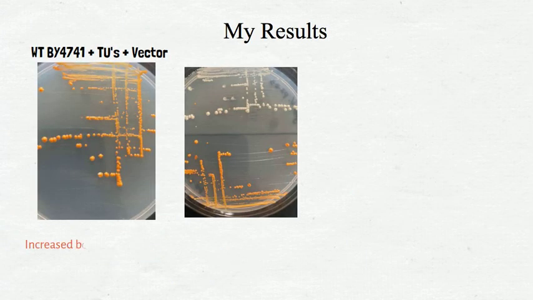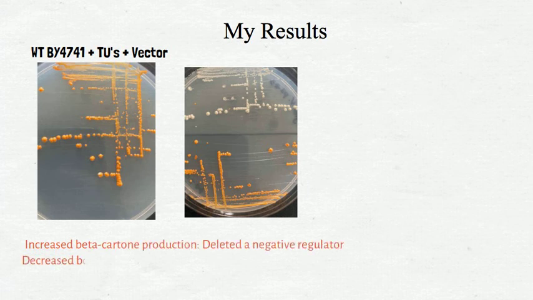Here are my results for my 2 colonies. If a gene is deleted and this causes increased beta-carotene production, this means that a negative regulator was deleted. If a gene is deleted and this causes decreased beta-carotene production, this means that a positive regulator was deleted.